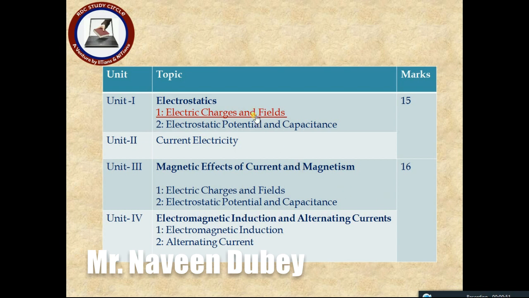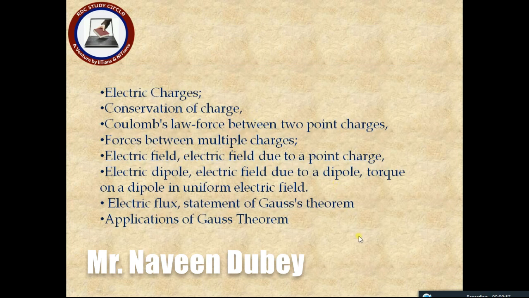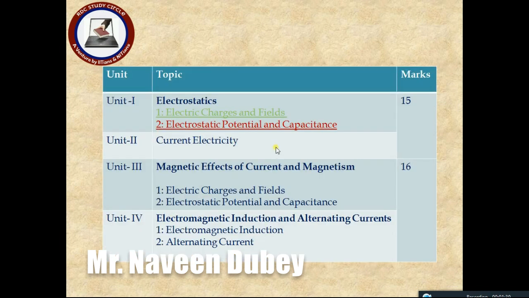In electrostatics, in electric charges and fields, a student will learn about electric charges, conservation of charges, Coulomb's law, force between 2-point charges, force between multiple charges, electric field due to a point charge, electric dipole, electric field due to a dipole, torque on a dipole in a uniform electric field, electric flux, and the famous Gauss theorem and application of Gauss theorem. The second chapter is electrostatic potential and capacitance.